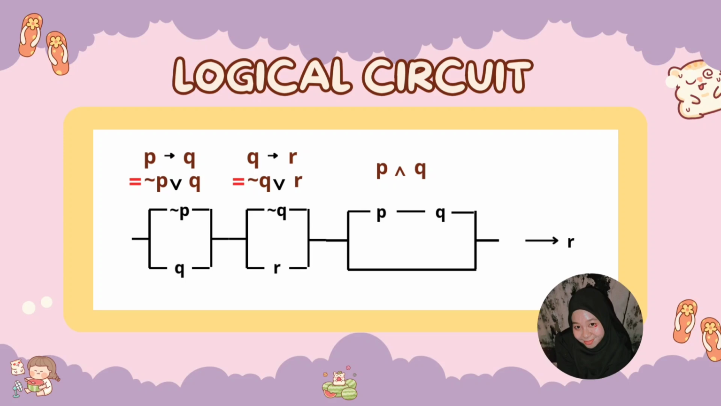The logical circuit is represented as follows. The first block evaluates not P or Q. The second block evaluates not Q or R. The third block evaluates P and Q. The outputs of these logic gates flow together, leading to the conclusion R, which represents the final result of the logical circuit.